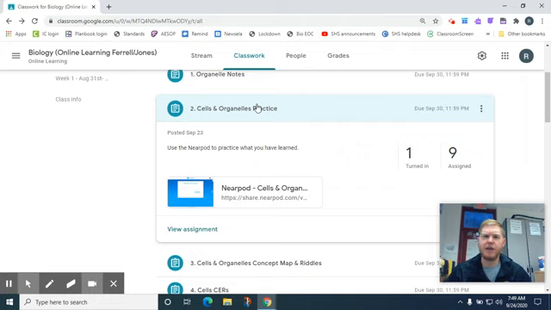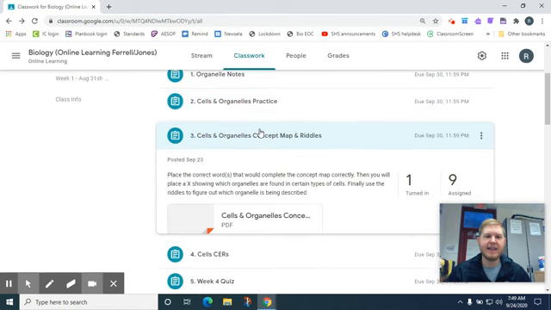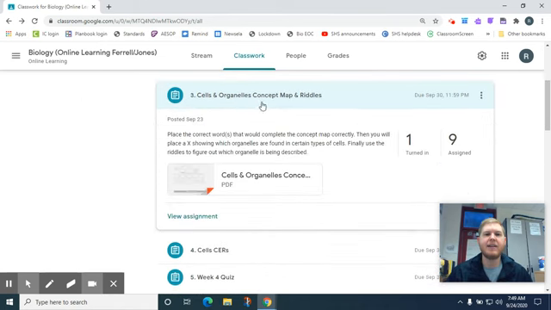Also, a little side note: if you were in class and we did part of this in class, and let's say you got to slide 4, we finished slide 4, well, that means you wouldn't have to do 1, 2, 3, and 4. You could start off from 5. So if you were in class, you can just pick up where we left off because we didn't get done with it. Next thing is this cell organelles and concept map and riddles.